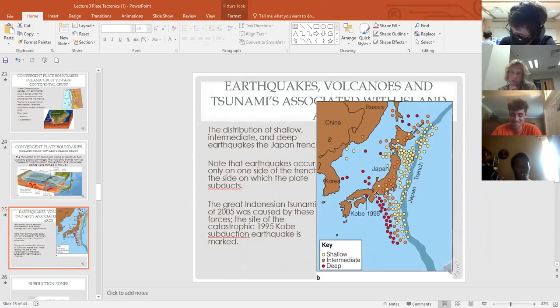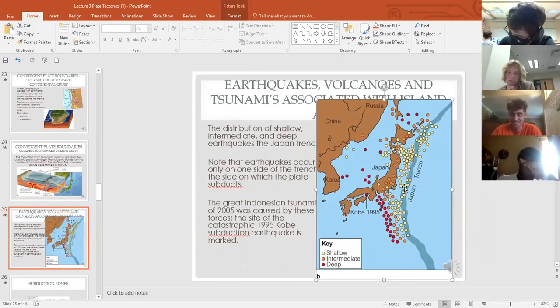Looking at the depth of earthquakes, the shallow, intermediate, deep. Again, shallow, where the subduction is occurring, but that plate's being pushed down and melting, and every time it moves, it gives you an earthquake. So earthquake depth, the deep earthquakes occur in subduction zones.